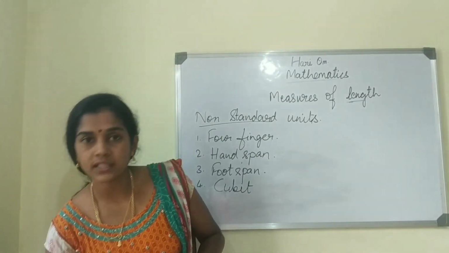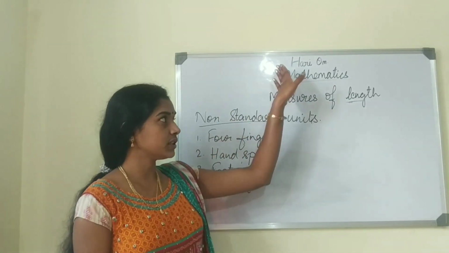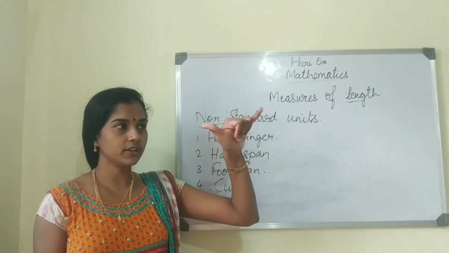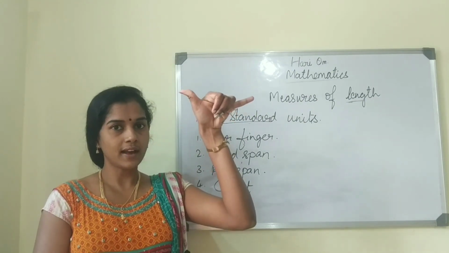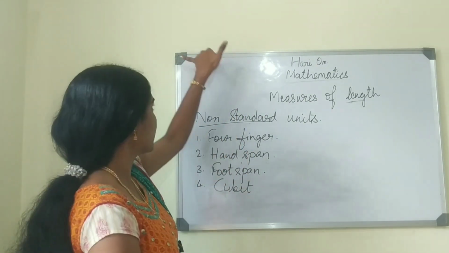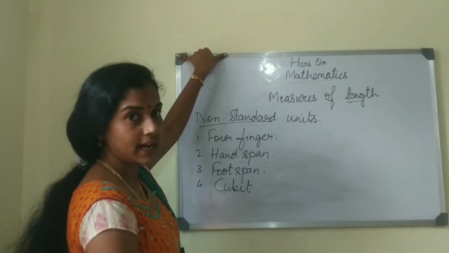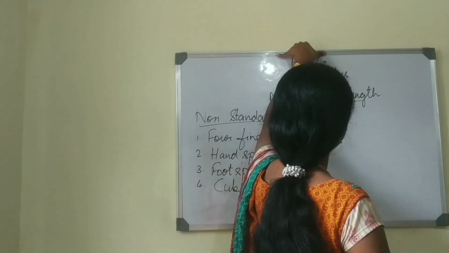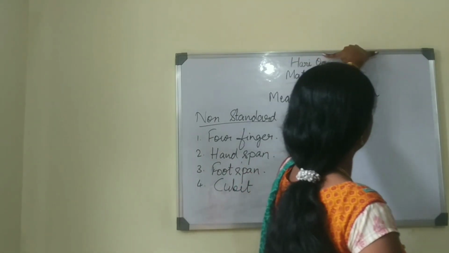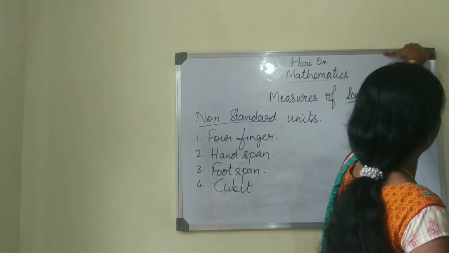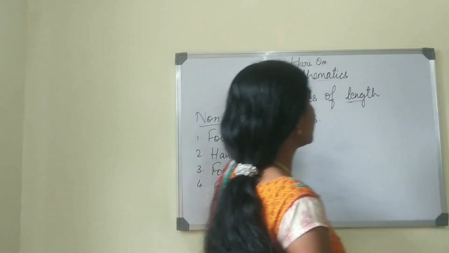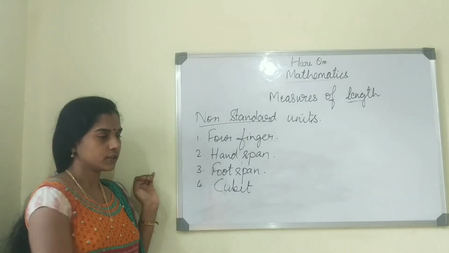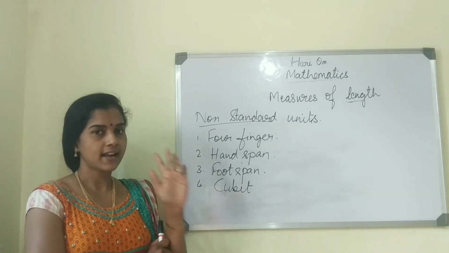Now using this handspan, I'll measure the length of this board. So what is handspan? Hold your hands like this, children. So this is your handspan. I'll measure the board. From 1 handspan, 2 handspan, 3, 4 and 5. So what is the length of this board? It is 5 handspan.